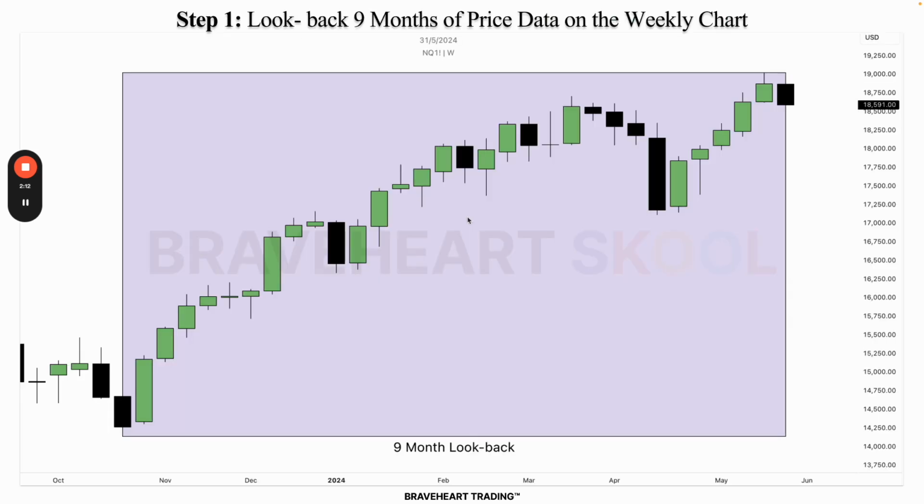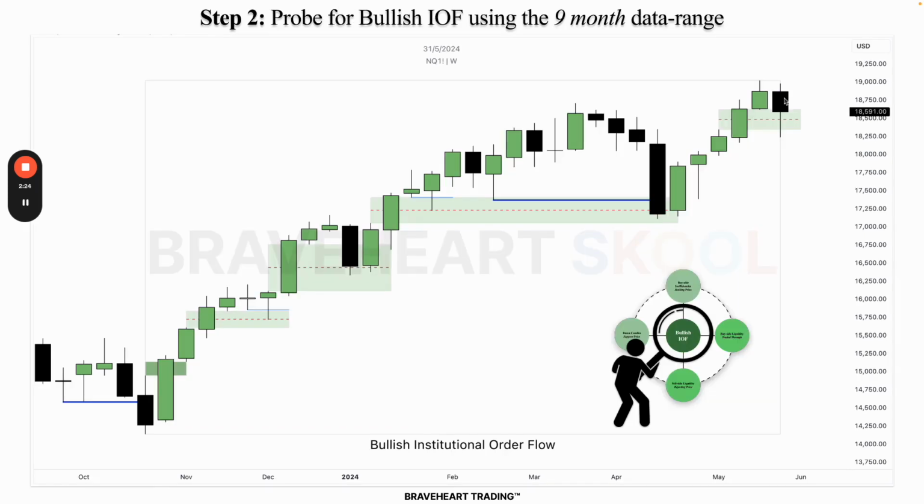So step one, look back 9 months of price data on the chart. Okay, so from the current weekly open, just look back 9 months, and that's a range for price data. Now, step two is probe for bullish institutional order flow using that data range. Okay, so just look at that diagram. What are inefficiencies doing? What are down candles doing? What are buy side liquidity doing? And what is sell side liquidity doing?